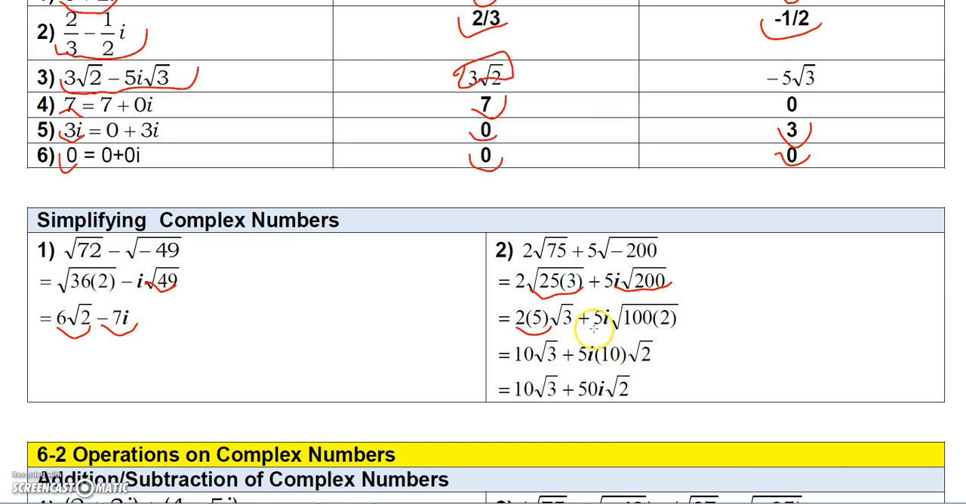And on this one, I have the 5i, but I can write 200 as 100 times 2. And I'll simplify this in the next step. Now here I have 2 times 5, so I can write that as 10 square root of 3. And then here I can take the square root of 100 out of the radical as 10. And so I have 5i times 10, and the 2 stays in the radical, so times square root of 2. And so finally, the real portion, I just bring down the 10 square root of 3, and then the imaginary portion, after I multiply 5 times 10, I get 50i times the square root of 2.